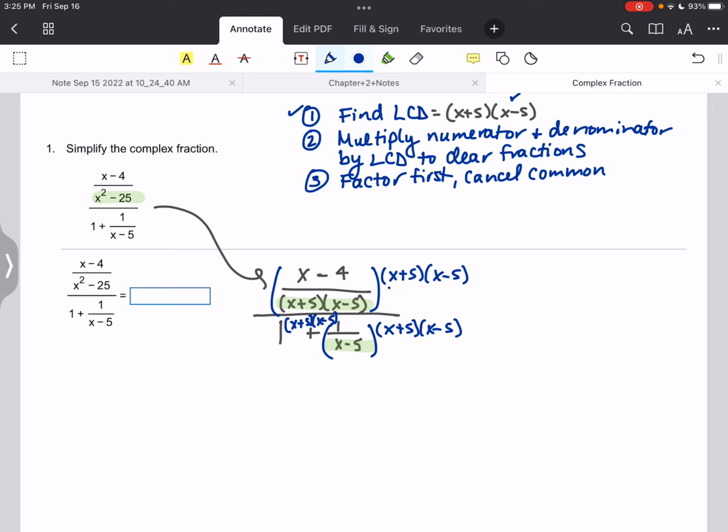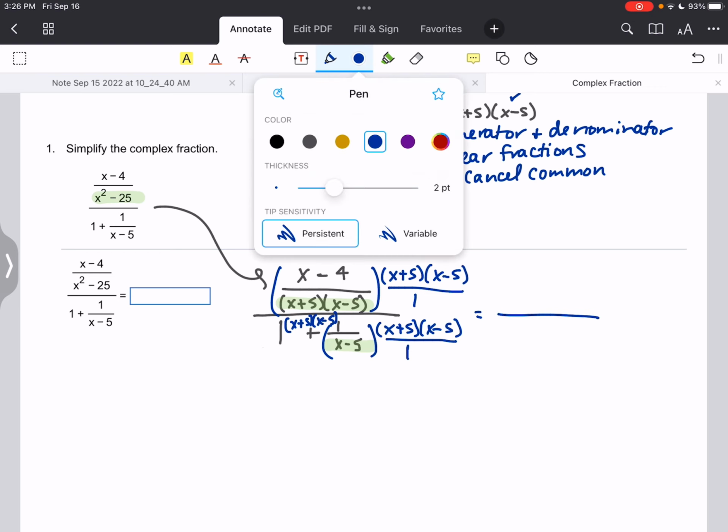And if you want, you could stick a 1 under here, stick a 1 under here, because then we'll have fraction times fraction. I'm not going to stick a 1 under here because I'm not multiplying the LCD by any fractions. I'm just multiplying by the number 1. Okay, so let's go ahead and cancel and see what we're left with.